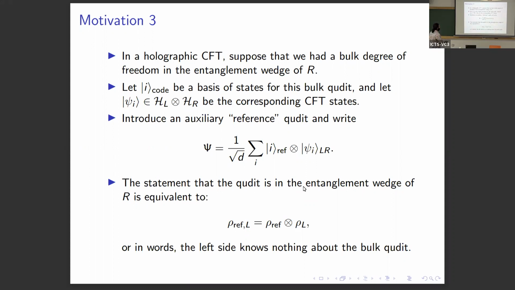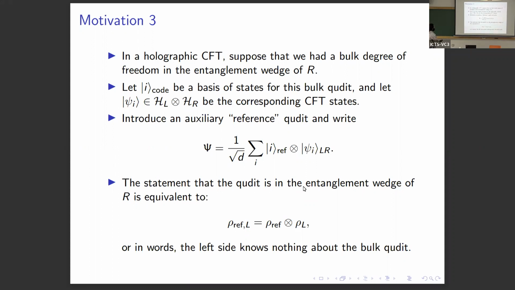You can use the Ryu-Takayanagi formula to just check this. This is just the statement that there's no mutual information between the left system and the reference system. You can just use the Ryu-Takayanagi formula to check that, but I'm not going to go into the details of that. But take my word for it that the statement that this bulk qubit is in the entanglement wedge of R is precisely equal to this. And you can check this using the Ryu-Takayanagi formula. All right. Now, once you know this, then you can do something nice.